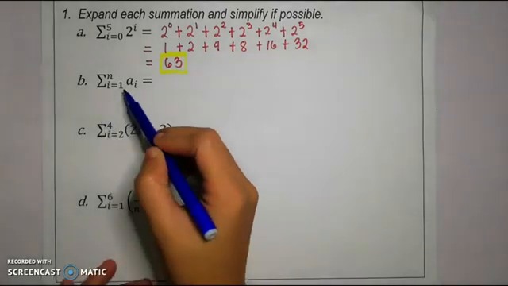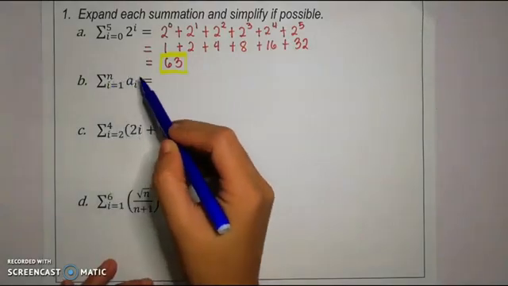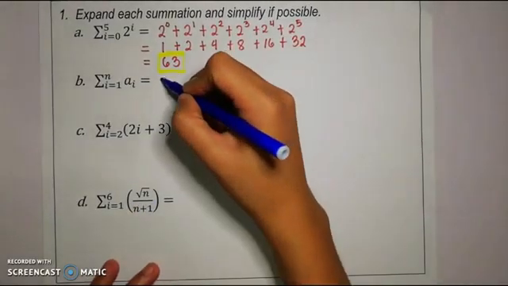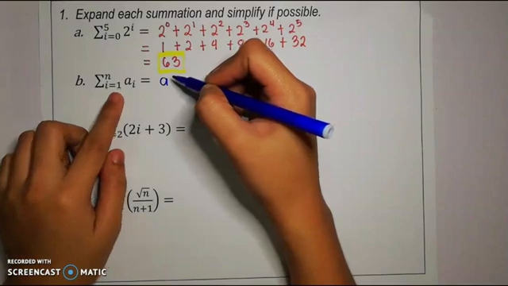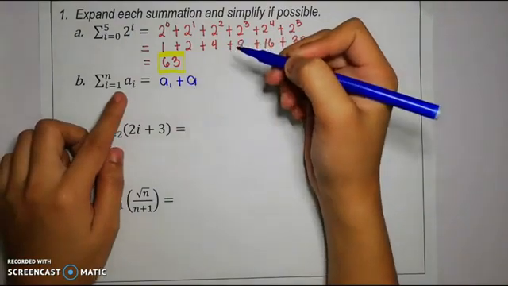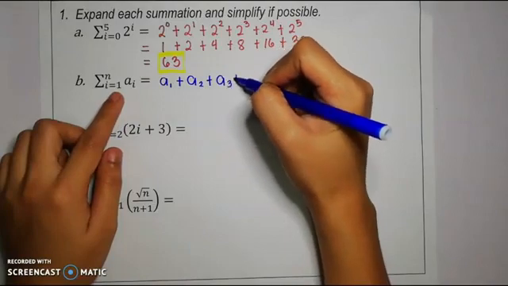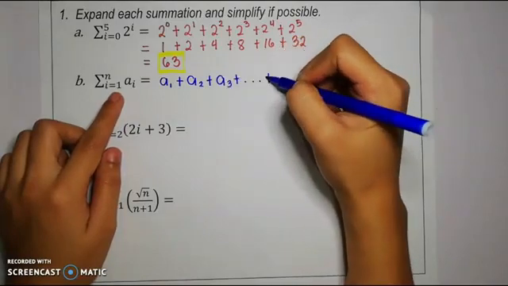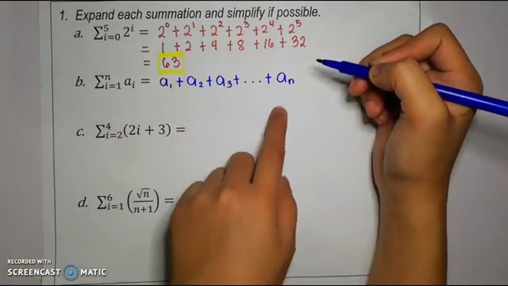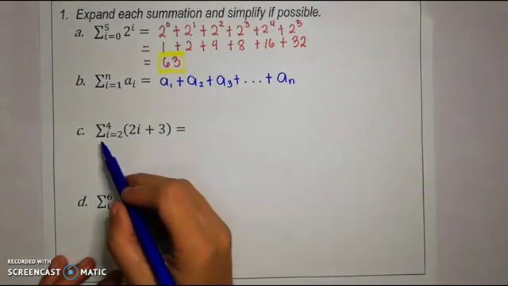we have the summation of a sub i from i equals 1 until n. To expand, we simply change our i's with the given values for the lower and upper limits. So we will start with a sub 1 plus a sub 2 plus a sub 3. We do not know when this will end, so we will put an ellipsis and then add until we reach a sub n. In this case, we cannot get the sum for this sequence, so we will stop right there.